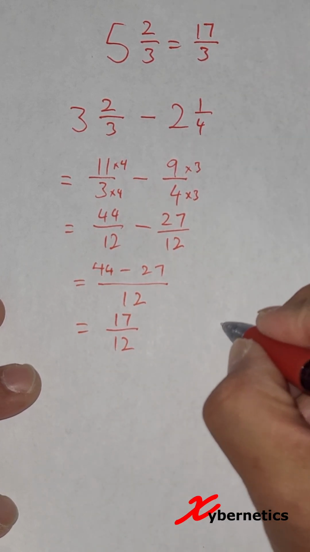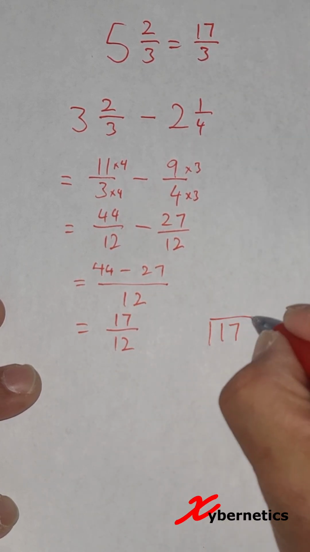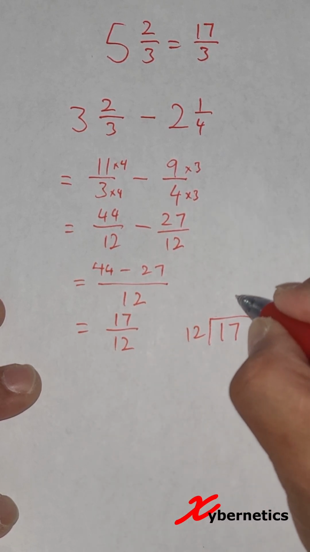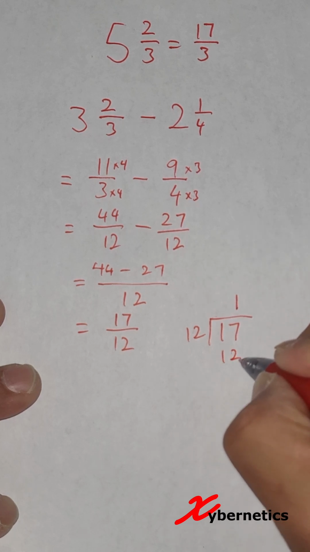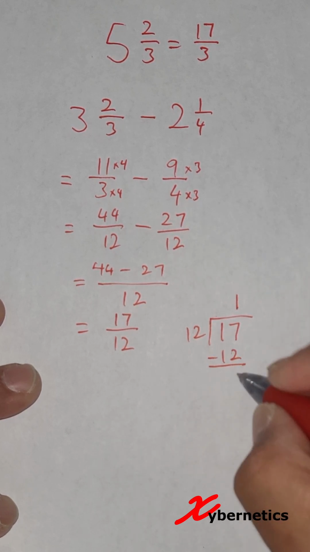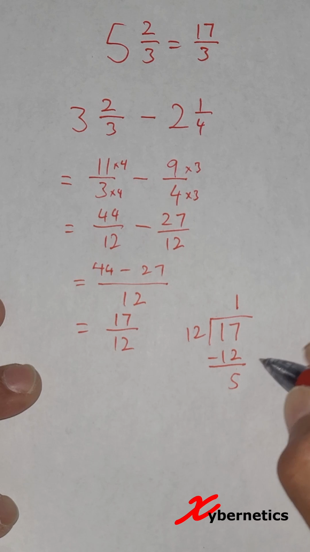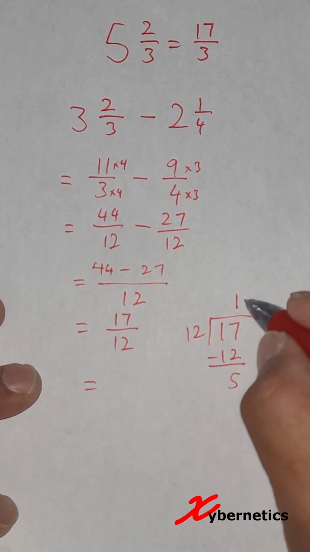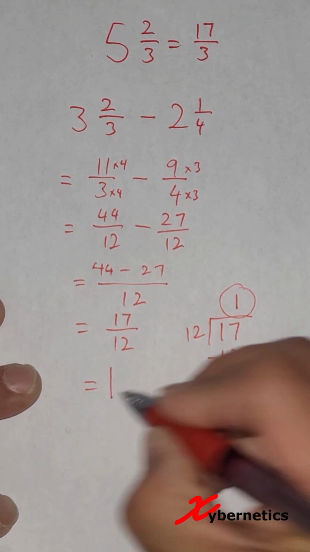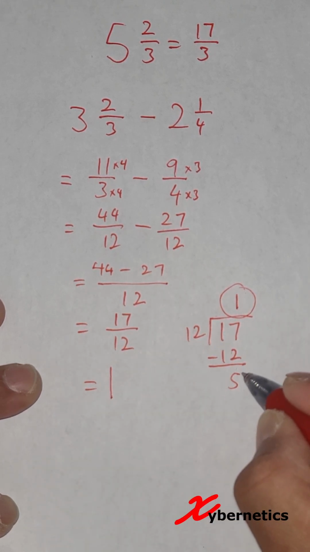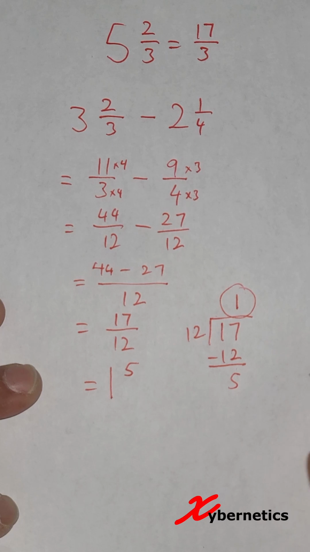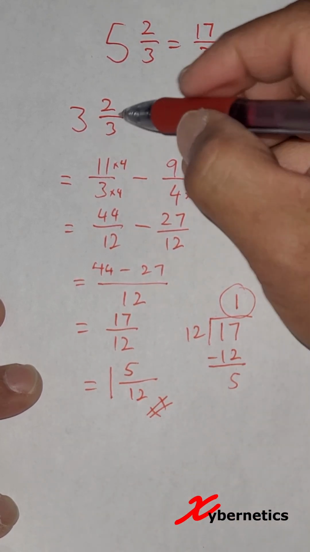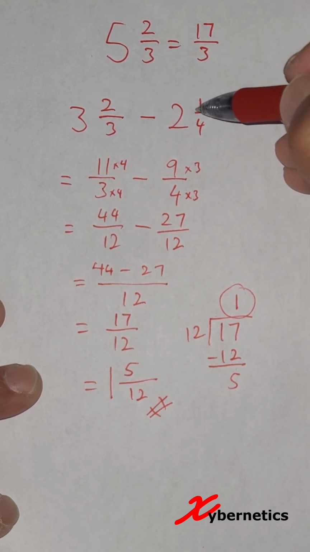And the way to do it would be 17, which is your numerator, divided by 12, which is your denominator. And the only way to get this to divide will be 1. So 12 times 1 gives you 12. You subtract 12 from 17, which gives you a value of 5. And now to rewrite this improper fraction into a mixed number, this is your whole number, which is 1, and your remainder, which is the value of 5, is going to be your numerator, and the denominator would be 12. And this would be the answer for subtracting this mixed number from this mixed number.